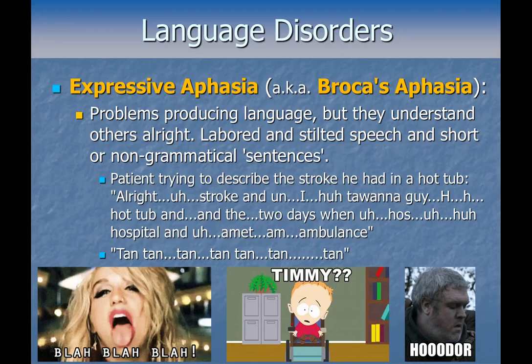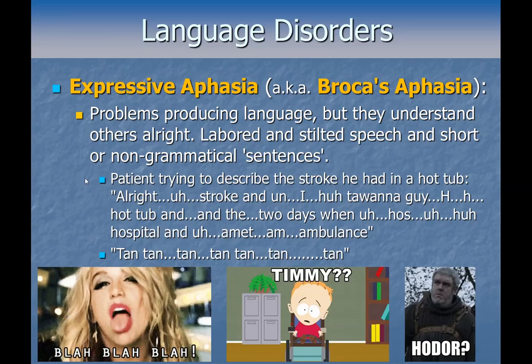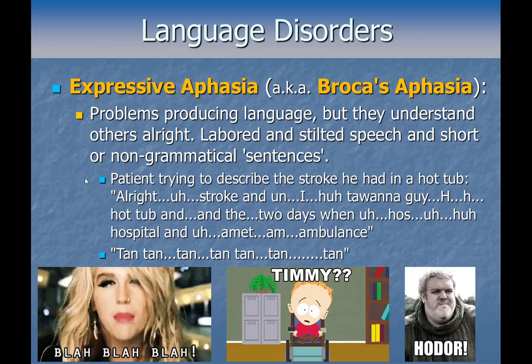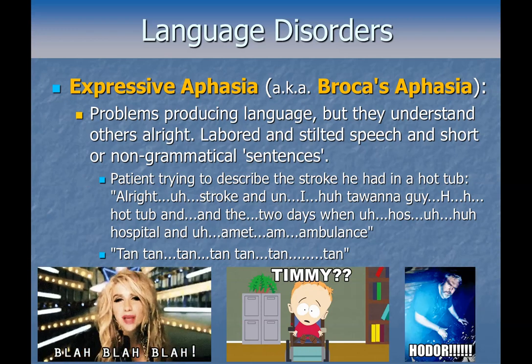So, for example, here's a real quote from a patient who was trying to describe the stroke he had. It happened when he was in a hot tub. So here's how he described it.